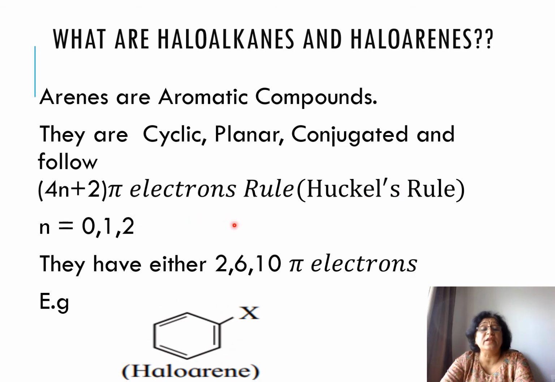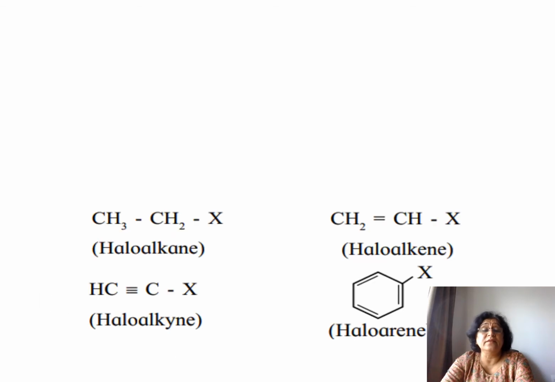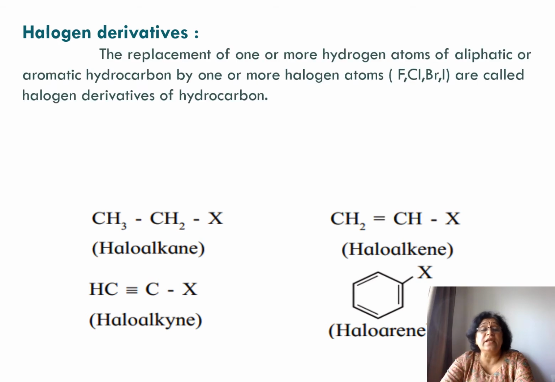The meaning of 4n+2 pi electrons is that n has the value 0, 1 or 2. If the value of n is 0, it comes out to be 2 electrons. If n is 1, it comes out to be 6 electrons. If n is 2, it comes out to be 10 electrons. So either it contains 2, 6 or 10 pi electrons. Such a compound is called an aromatic compound. Clear? An example is haloarene.